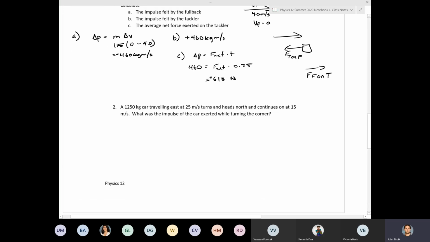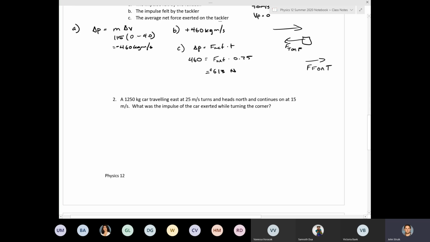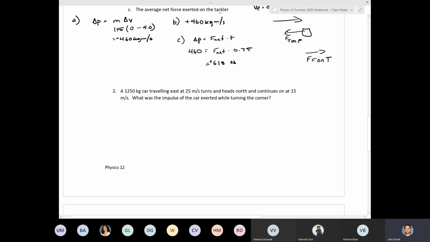Okay, I called this momentum in one dimension, but we're going to add in a second dimension just to get used to adding in angles, but this isn't a hard one. It's still 90 degrees. A 1250 kilogram car traveling east at 25 meters per second turns and heads north and continues on at 15 meters per second. What is the impulse exerted on the car while turning the corner?